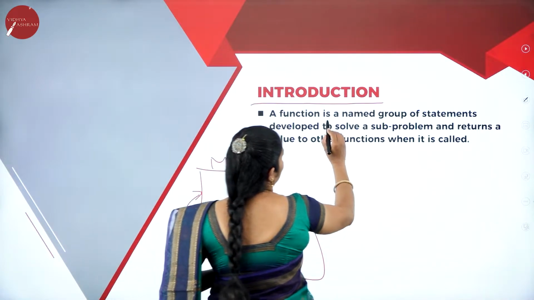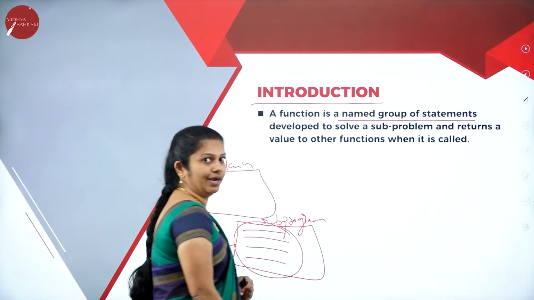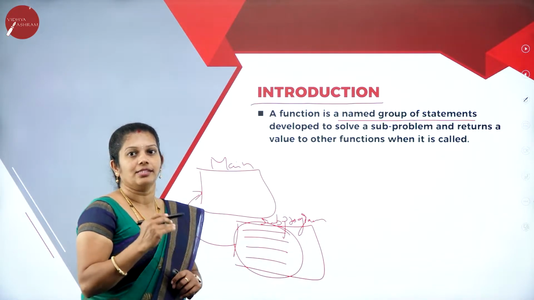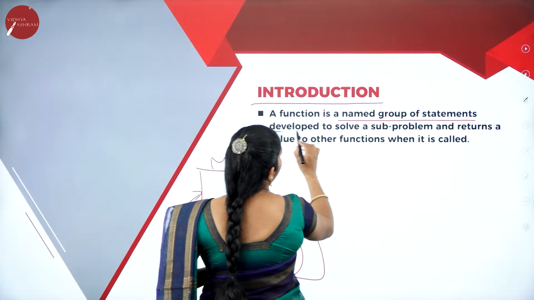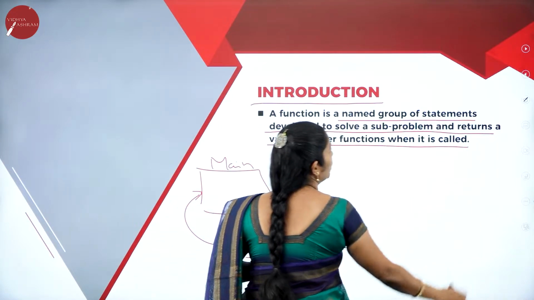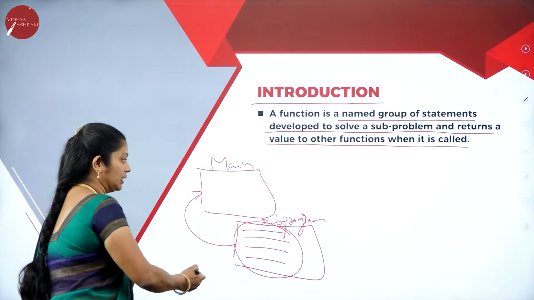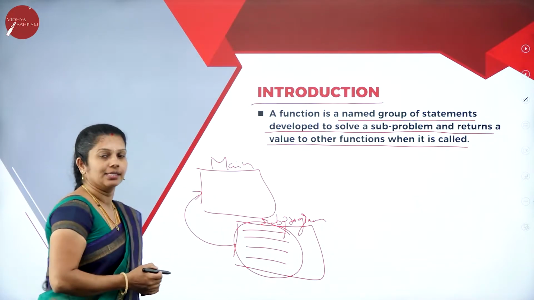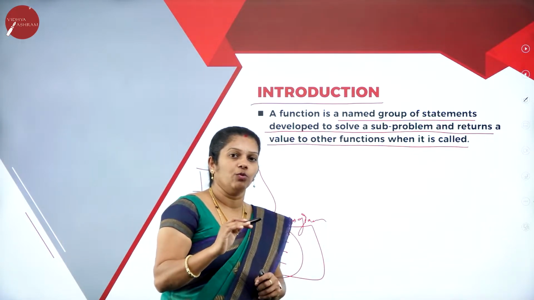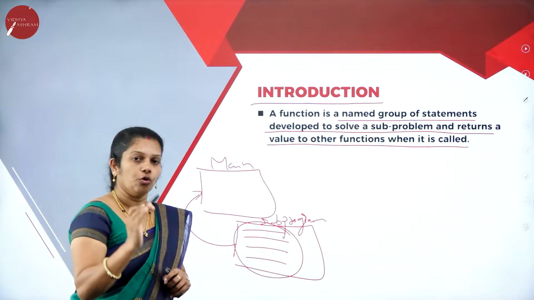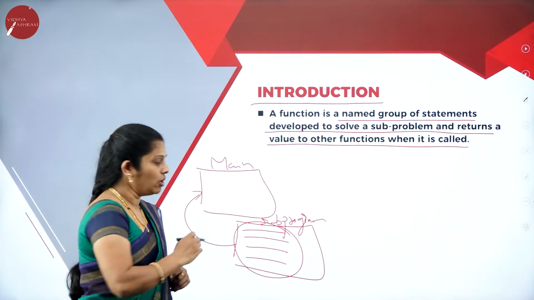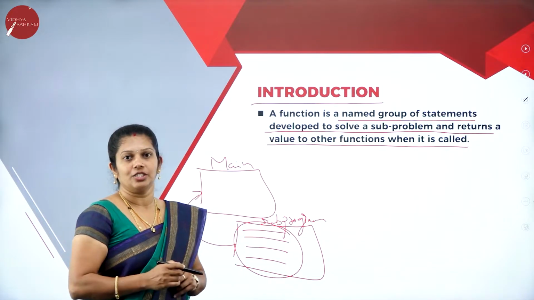Here, a function is a named group of statements. For the subfunction, we have some particular name. It contains a set of statements developed to solve a subproblem and returns a value to the other function when it is called. When we call the subprogram, at that time, it returns the value to the main function. That is about function. A function is a named group of a set of statements. It will perform the task whenever we call it. At that time, it will generate the result to the main program.